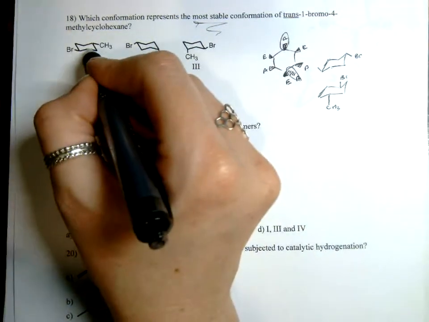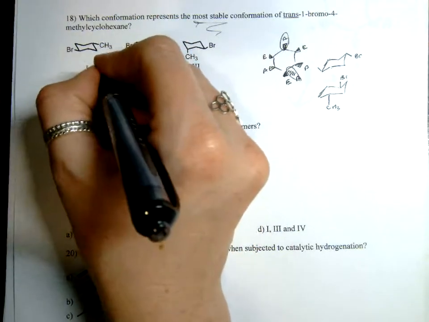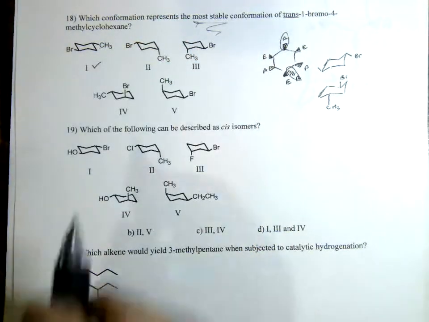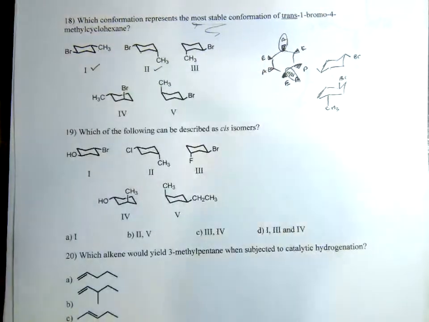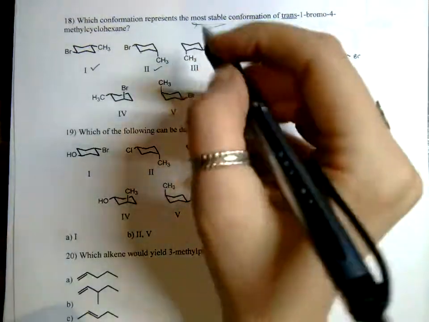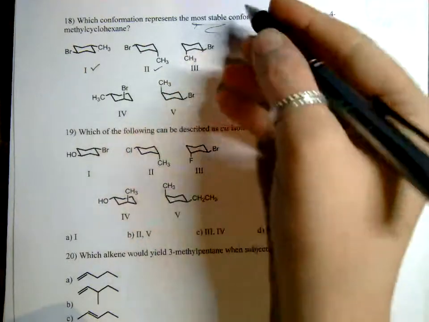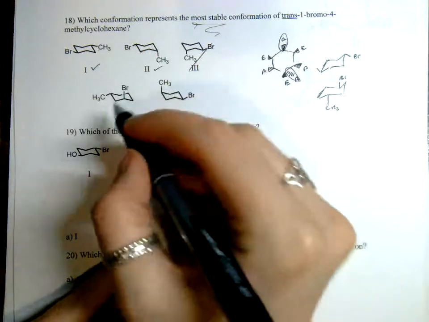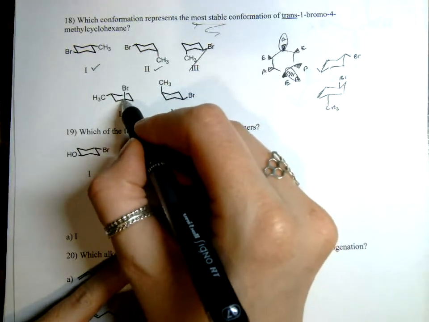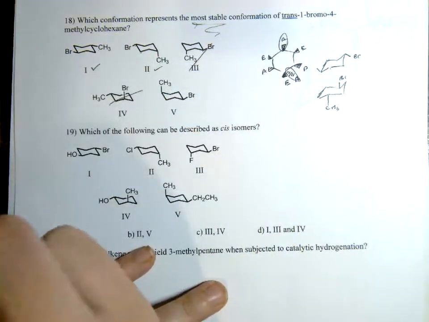So 1, 2, 3, 4. These are 4 apart, and they're both equatorial. That's a possibility. 1, 2, 3, 4. These are 4 apart, and they're equatorial. That's also a possibility. These are 1, 2, 3. This is 1, 3, not 1, 4. So that's not even the right structure. 1, 2, 3. 3 again.